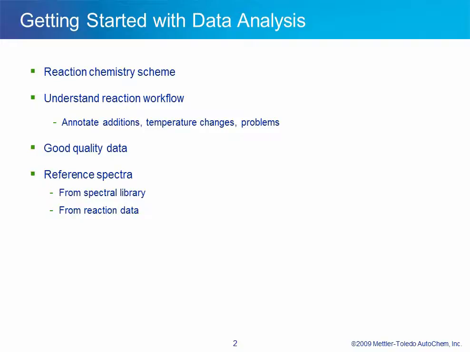It's also a good idea to have reference spectra. We'd like to have reference spectra of components that you're interested in, that we might want to be able to follow. These can be from a spectral library, and by spectral library I do mean the spectral library from the ICIR software, not from a spectral library such as Aldrich. We do want you to collect spectra with your probe and your system as close to reaction conditions as possible. We can also get these reference spectra from the reaction data itself, and that's one of the things we will go through in this presentation.